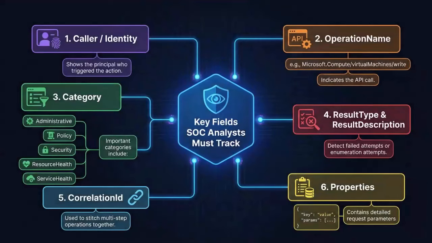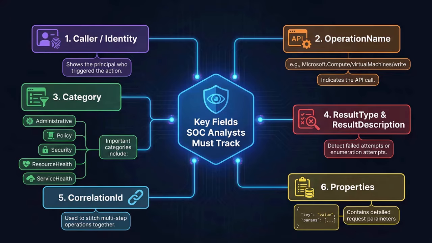First, we have the caller or the identity. This field shows the principal who triggered the action, okay? If it is a service principal, we're going to have to check if the service principal is compromised or not. The next field is operation name. Operation name indicates the API call, such as Microsoft Compute virtual machines, right? This is an example API call. Third, the category. The category field includes a lot of subcategories like administrative, policy, security, resource health, or service health. The fourth field we want to get familiar with is the result type and result description.